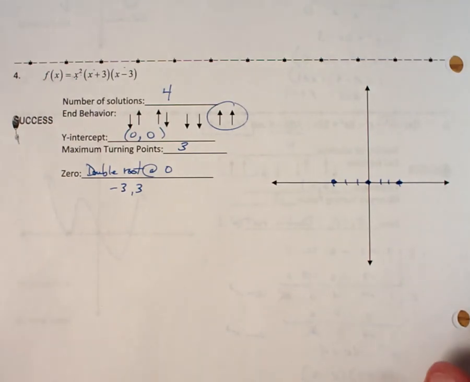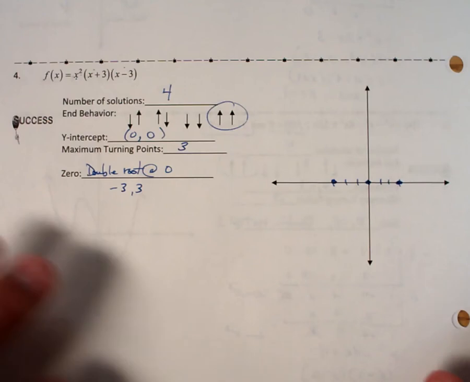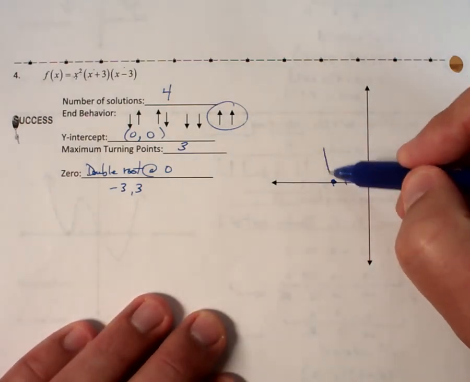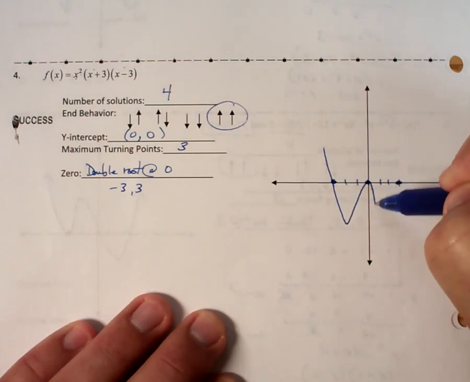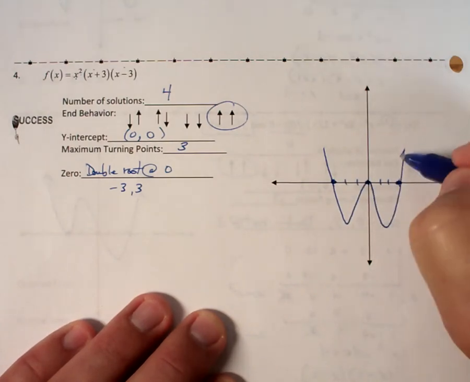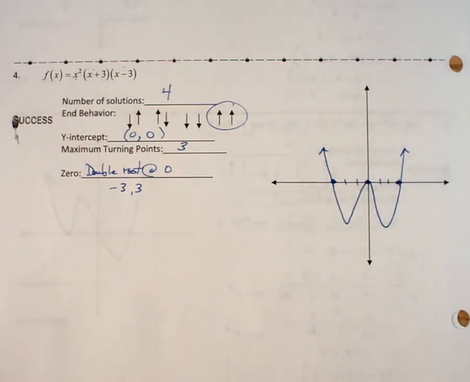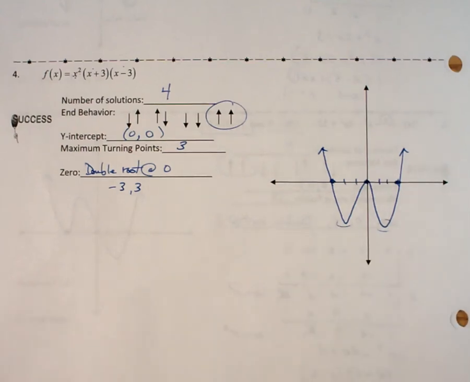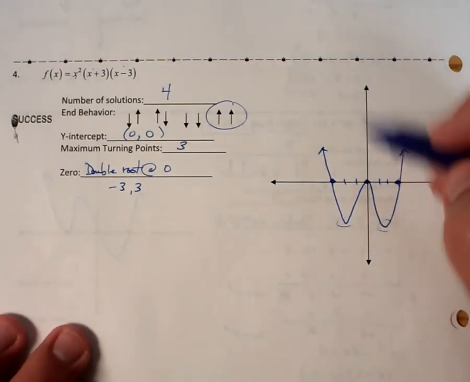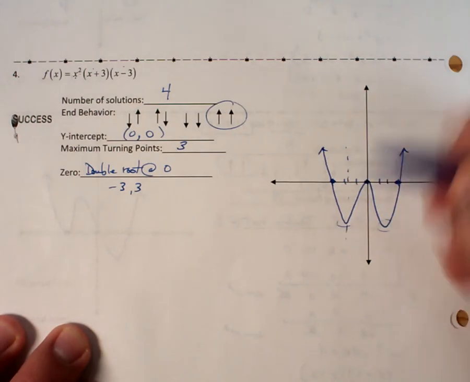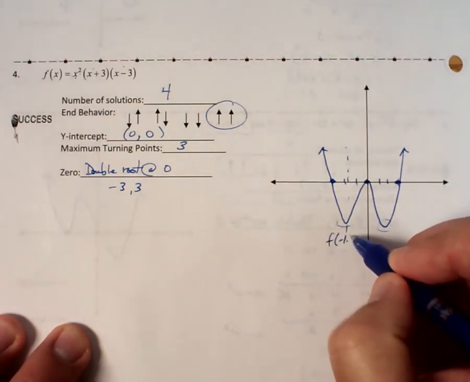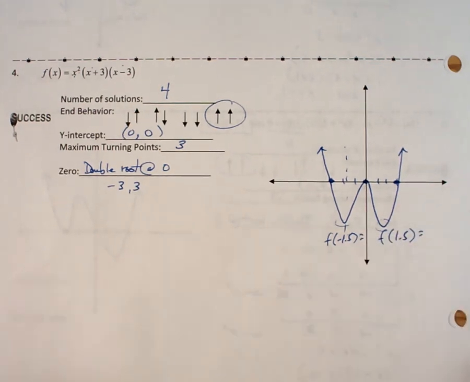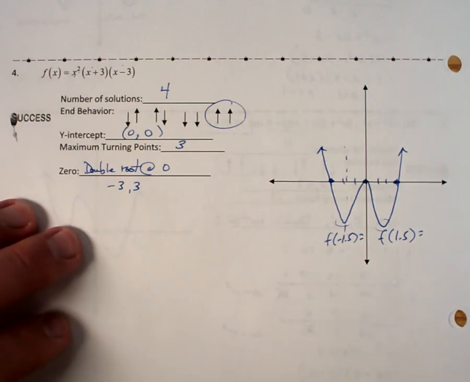All right, so up and up end behavior, double root at 0, so we got a little W here. Looks like the Cubs won, bam, bam. Nice. And again, these relative minimums down here, I assume, will be the same. And you could evaluate those, again, by picking the halfway point, which would be at negative 1.5 and positive 1.5. That would tell you the actual relative minimum values.